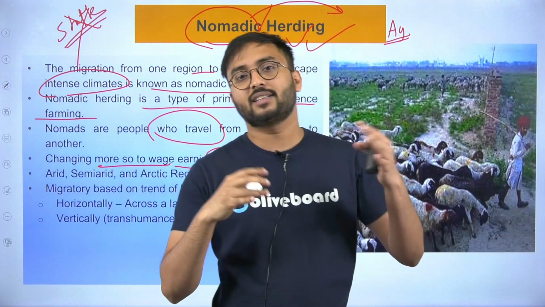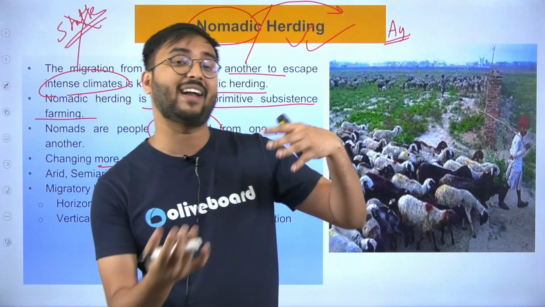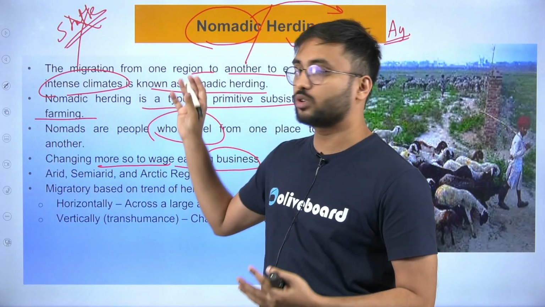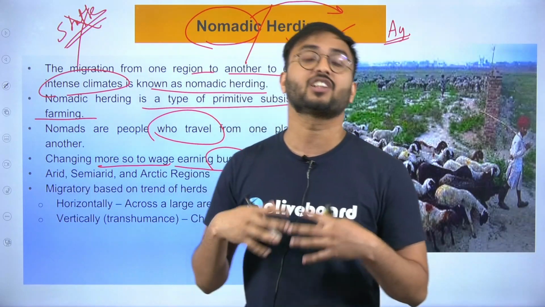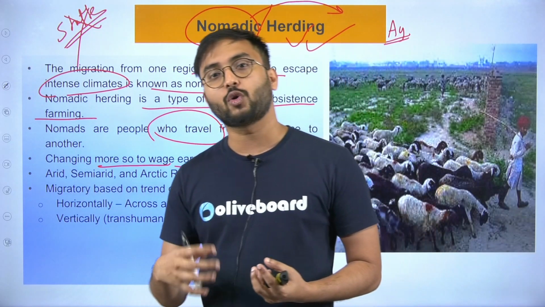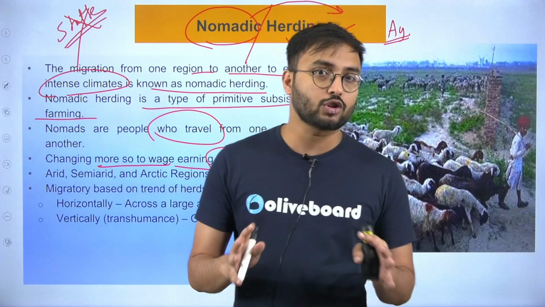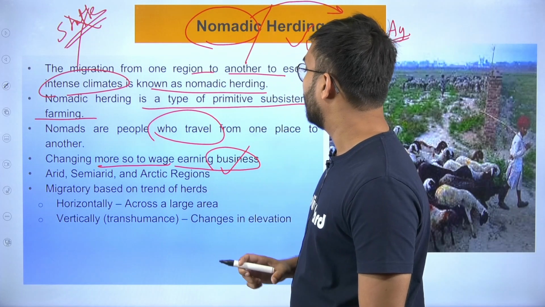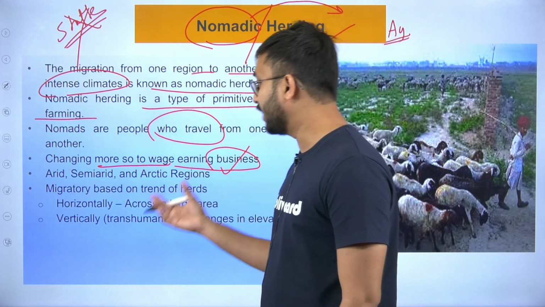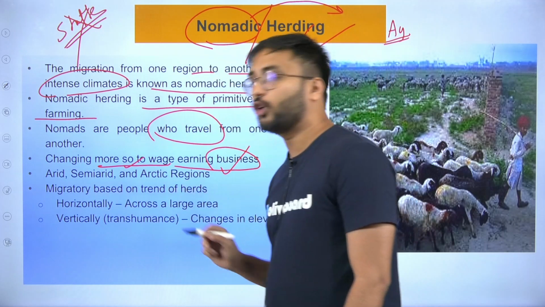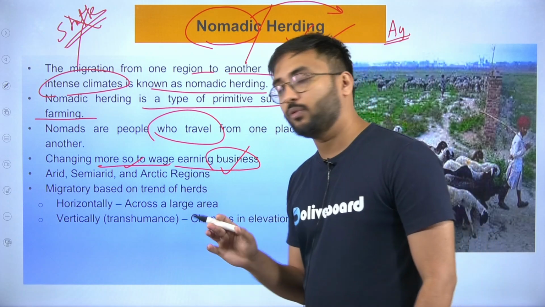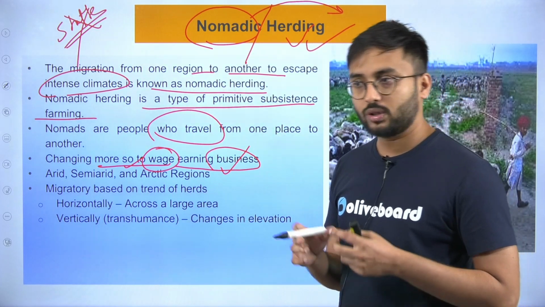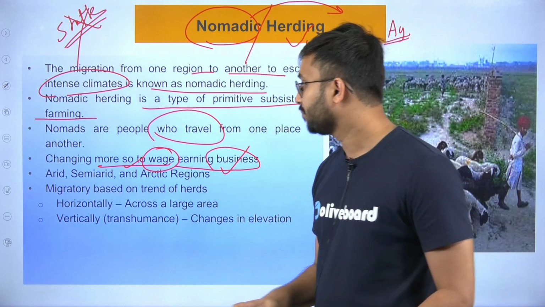Earlier, in the 1970s and 80s, the primitive agrarian community was there. At that time these nomads used to move from one place to other because of the harsh climate. Today they move not because of harsh climate, but because of different earning businesses, so that they can change their occupational activities in a way in which they can earn more and more wages by different businesses. So therefore they move from one place to other.